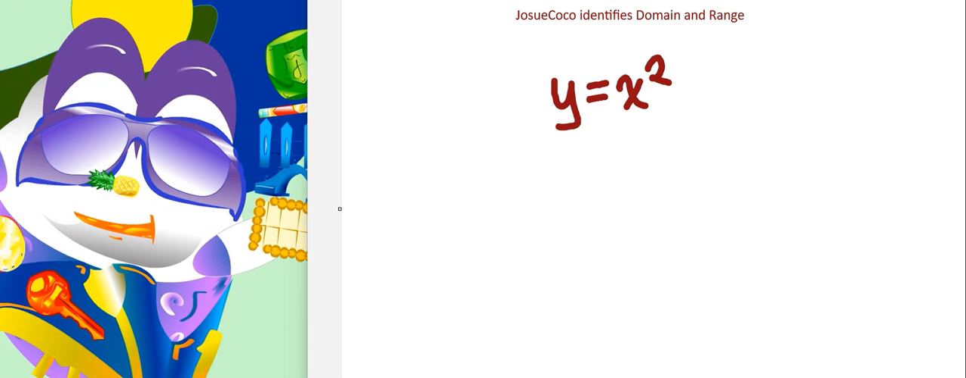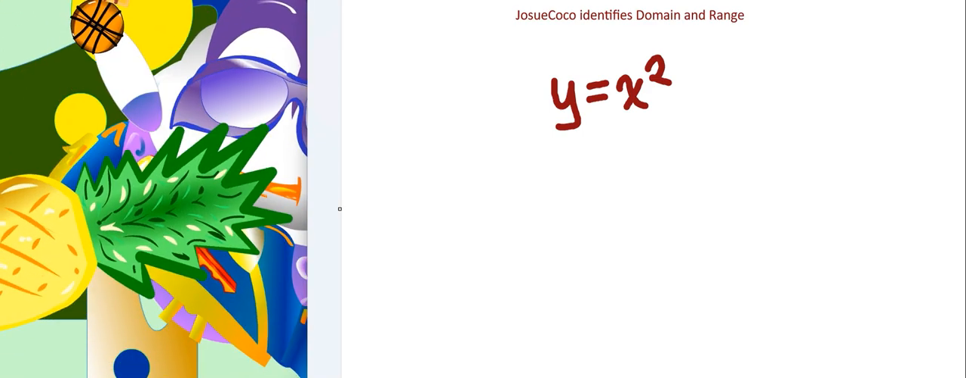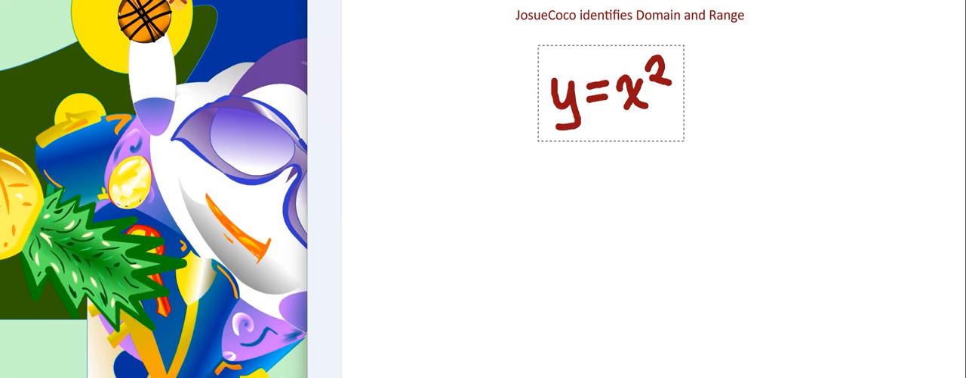Josue Coco identifies domain and range. Recall that if A is greater than 0, the parabola will open upwards. Okay, now let's begin when x equals 0.